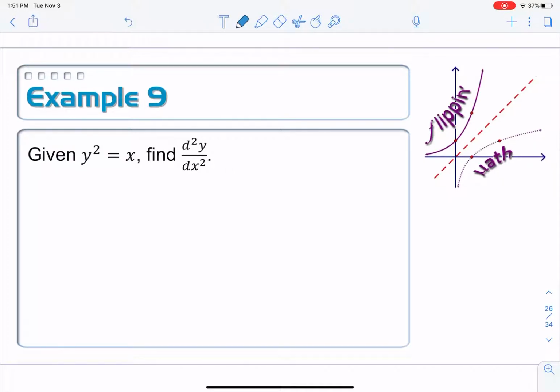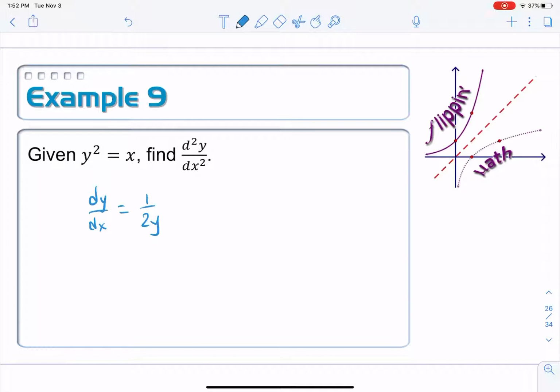So I have example 9, y squared is equal to x. We want to find the second derivative of that equation. I would say function, but it's not a function, right? We've already talked about this. This is that sideways parabola. And I do believe that we found the derivative of y with respect to x as, let's see, is it 1 over 2y? I think that's what it was.